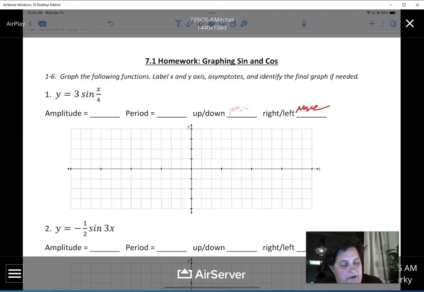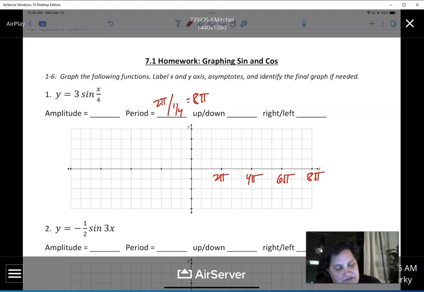Okay? You're going to label this yourself. So for example, on number 1, the period is 2 pi over 1/4, which is 8 pi. You're going to label that yourself. And then you can just do those in between. So just label that. The amplitude is 3, so just label that. Okay? And then just draw it.